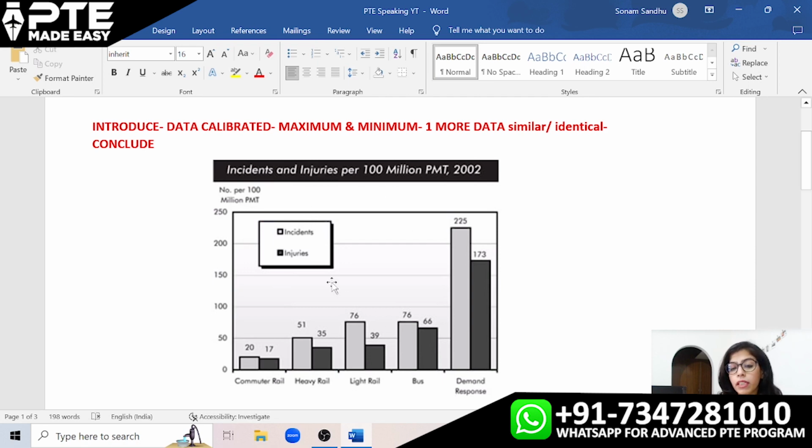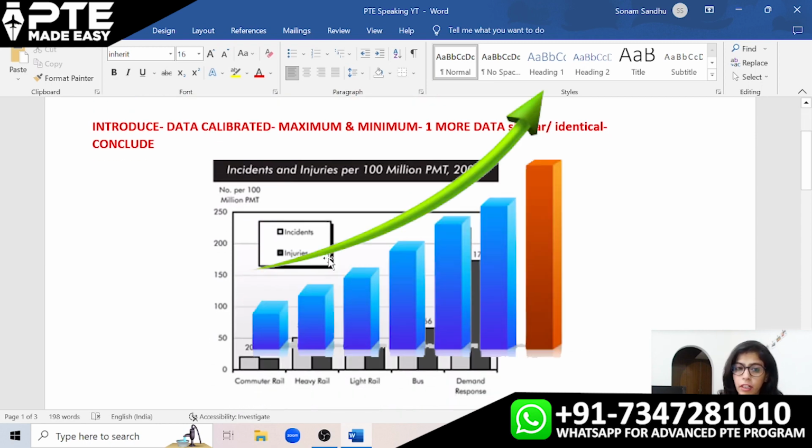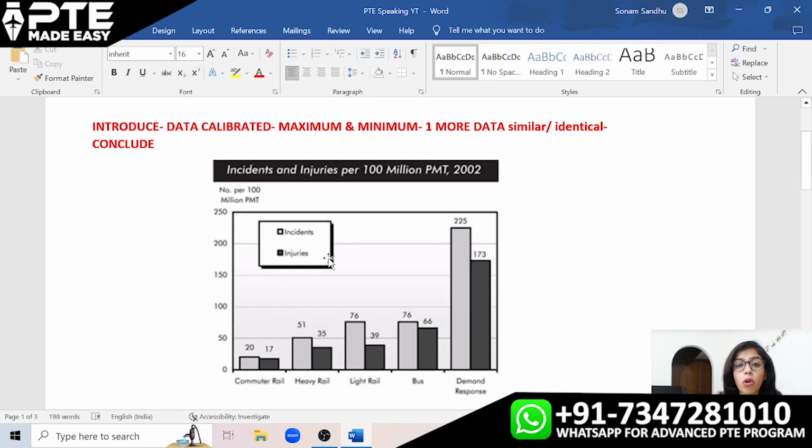Now let us look at this image. If you look at this image, you will clearly get to know that it is a bar graph. But in describe image, you not only get bar graphs, but also pie chart, tabular chart, flow chart, process chart, or any random image as well. So in this video, I am going to focus on bar, pie, line and tabular chart. If you get any of these four questions, then you can simply use the template which I am going to share with you just now.